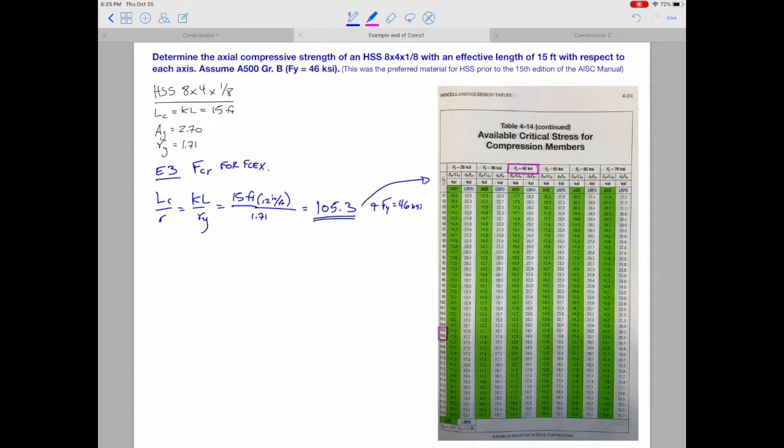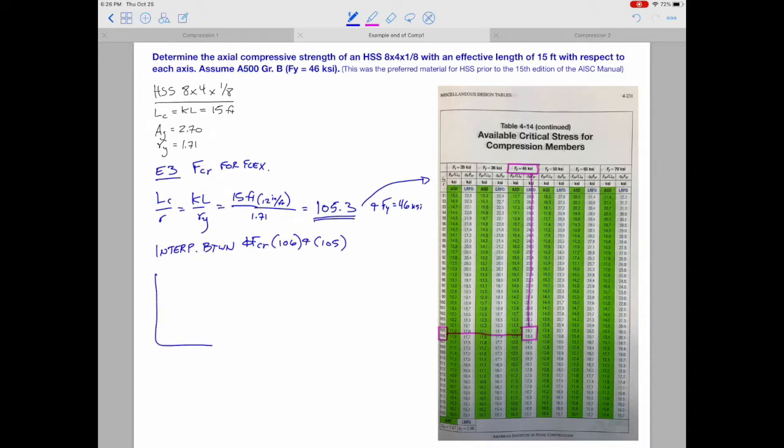105.3 is in between 105 and 106. So I go over here, and I see that I'm going to need to do some linear interpolation. If I just want to be conservative, I can always just pick the longer length. But let's do linear interpolation just to refresh our memories.